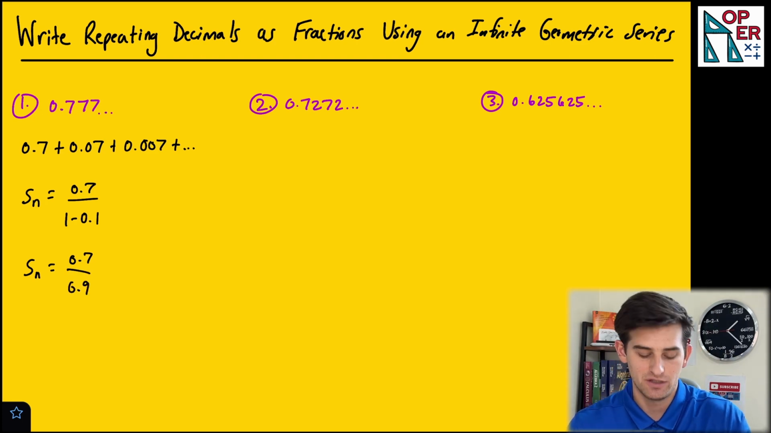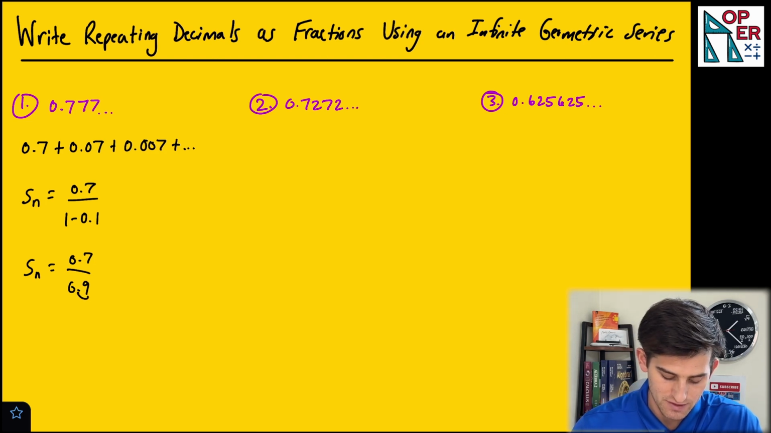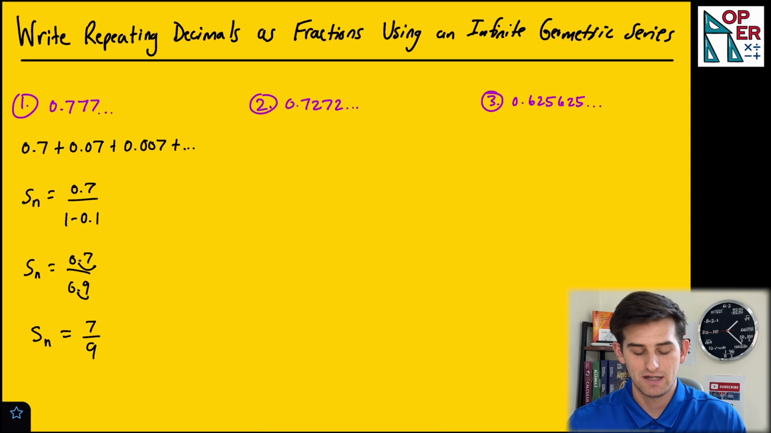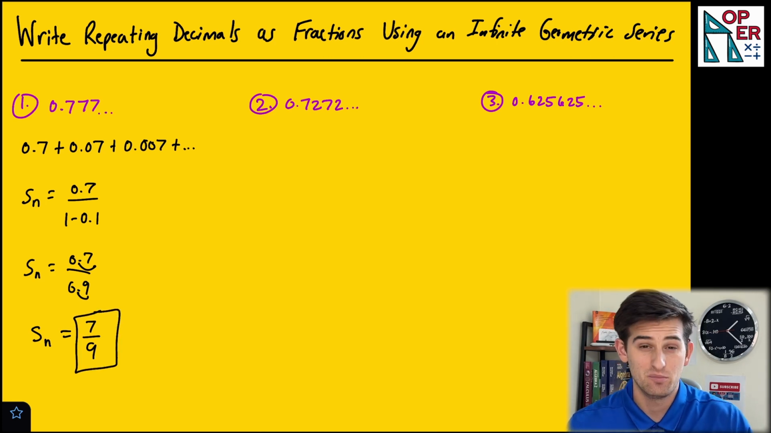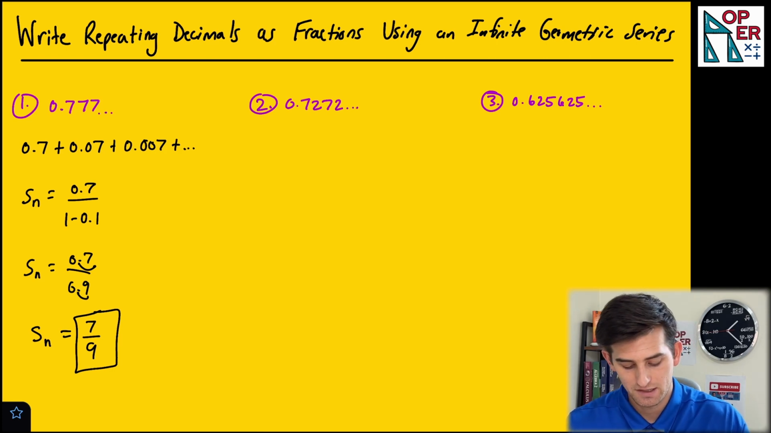We don't want to have a decimal in our fraction, so let's move that decimal over once to the right. If we do that to the denominator, we have to do that to the numerator. So we're going to get our sum of 7 over 9. And so 7 over 9 would be our fraction here that would result in a repeating decimal of 0.7 repeating. Okay? All right, let's take a look at number two.